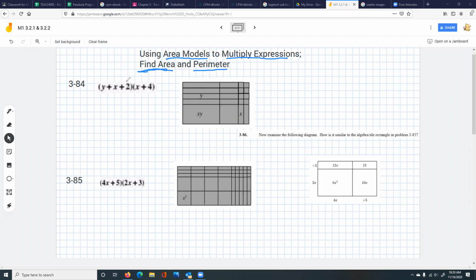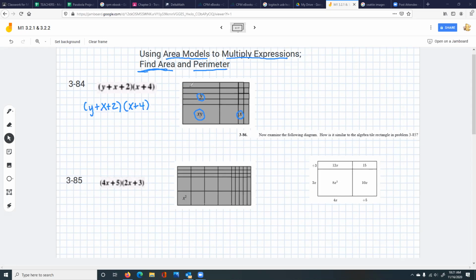Okay, so how do we multiply? Let's say we want to multiply this. Go ahead and write this down. y plus x plus 2 times x plus 4. I want to multiply this trinomial times this binomial. Okay, and this is the area model for it. So if you have time, just do a quick rectangle, you know, make 1, 2, 3, there's 4 columns here. Make this one bigger, label this one xy, this one y, and this one x.